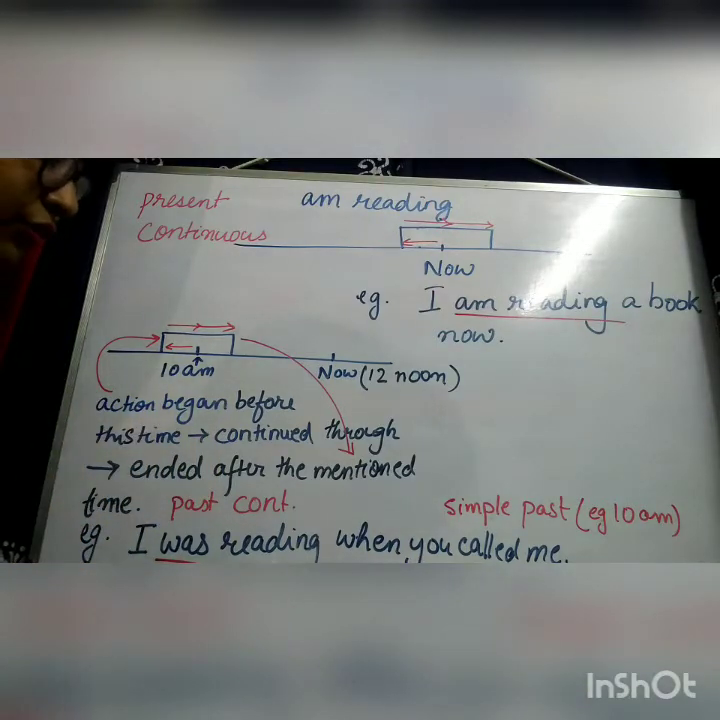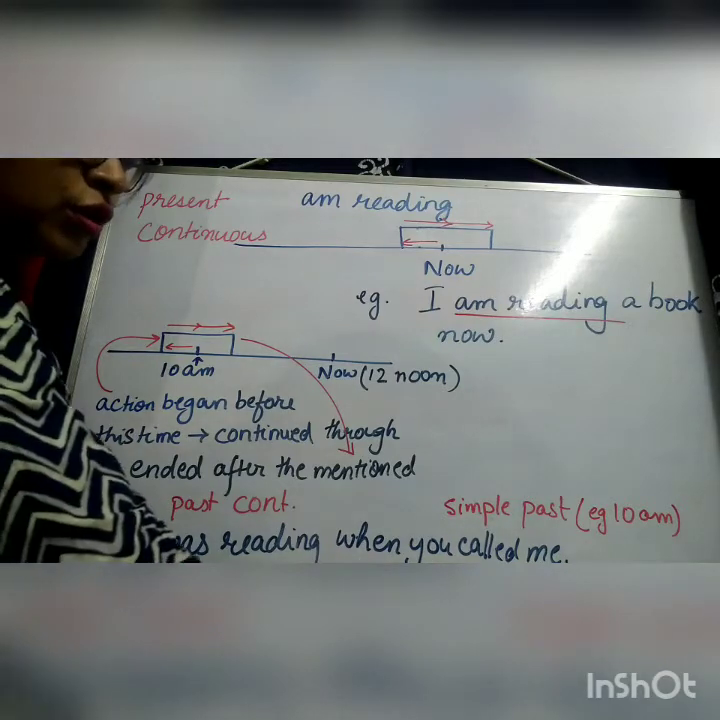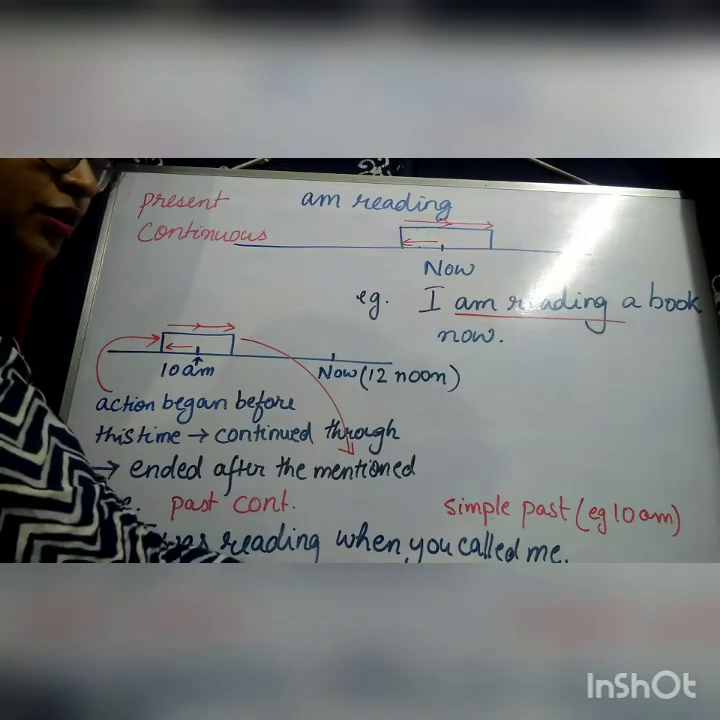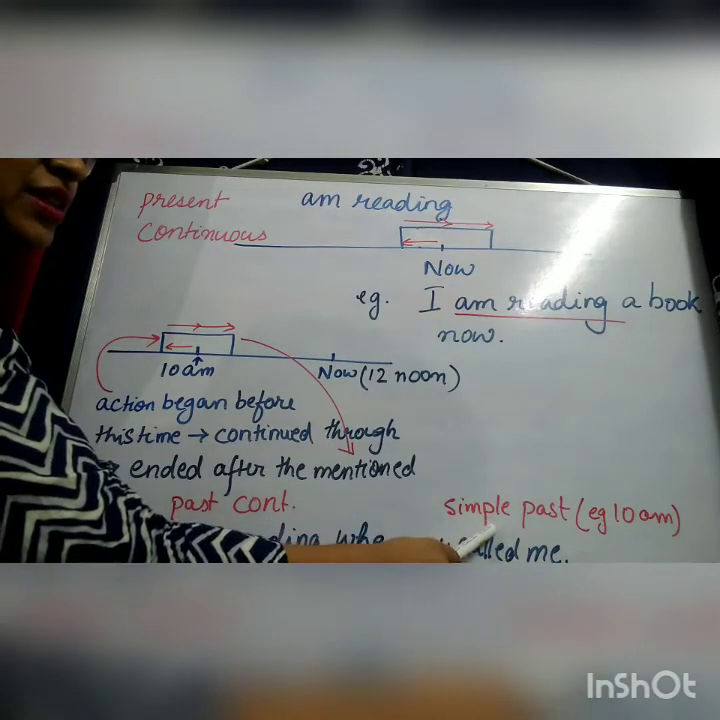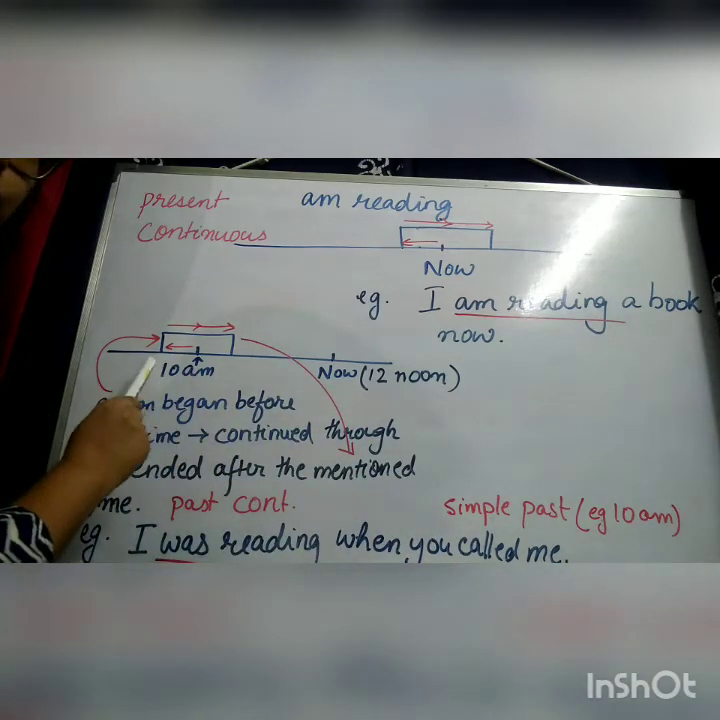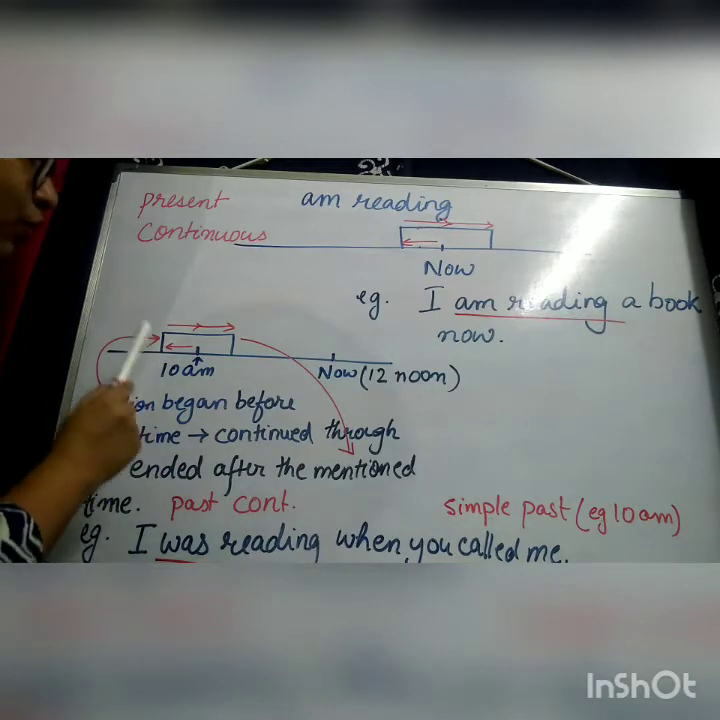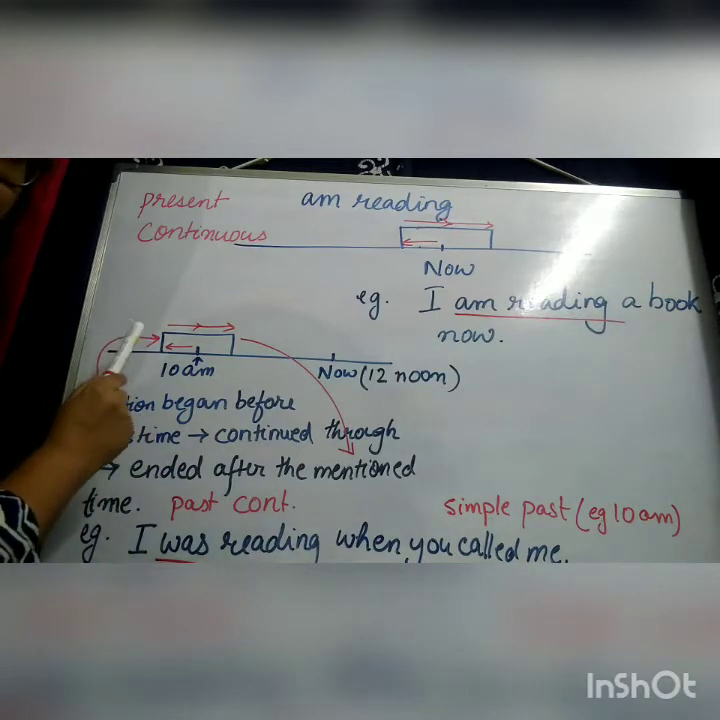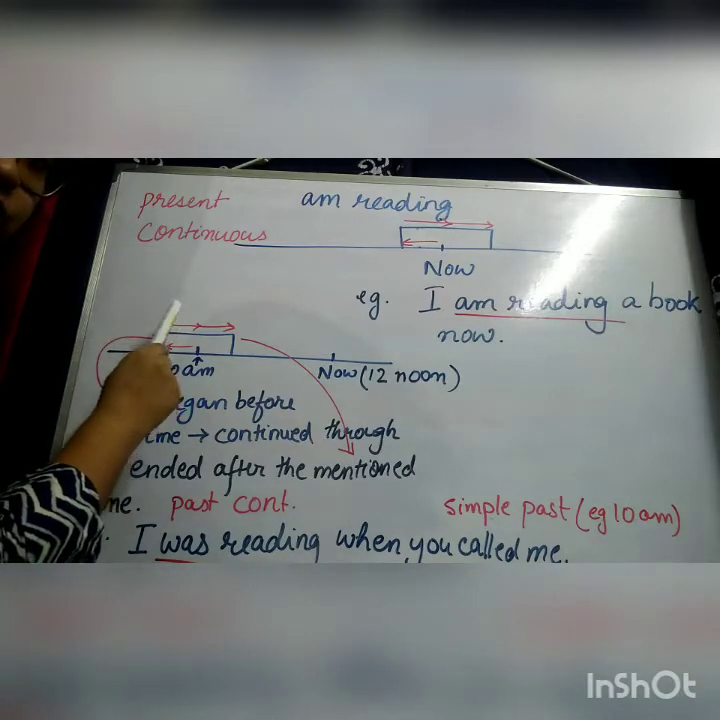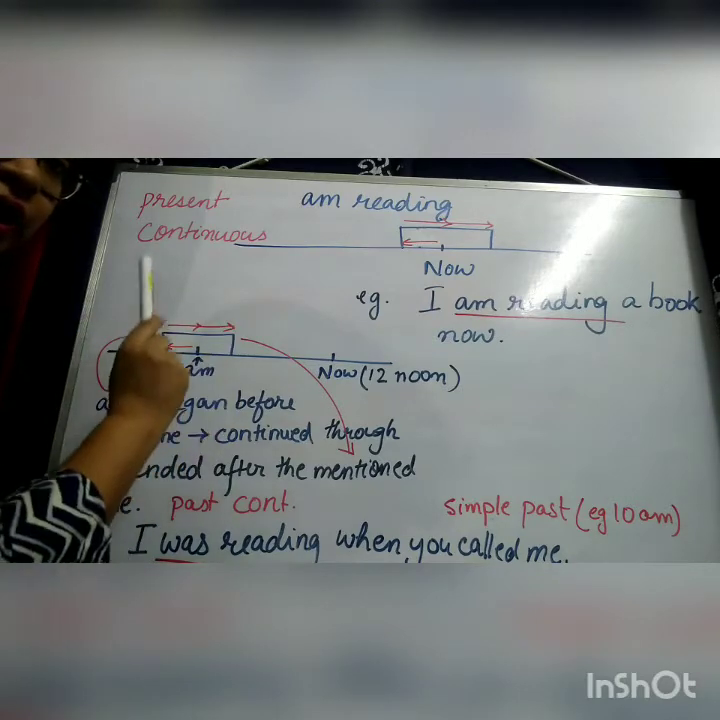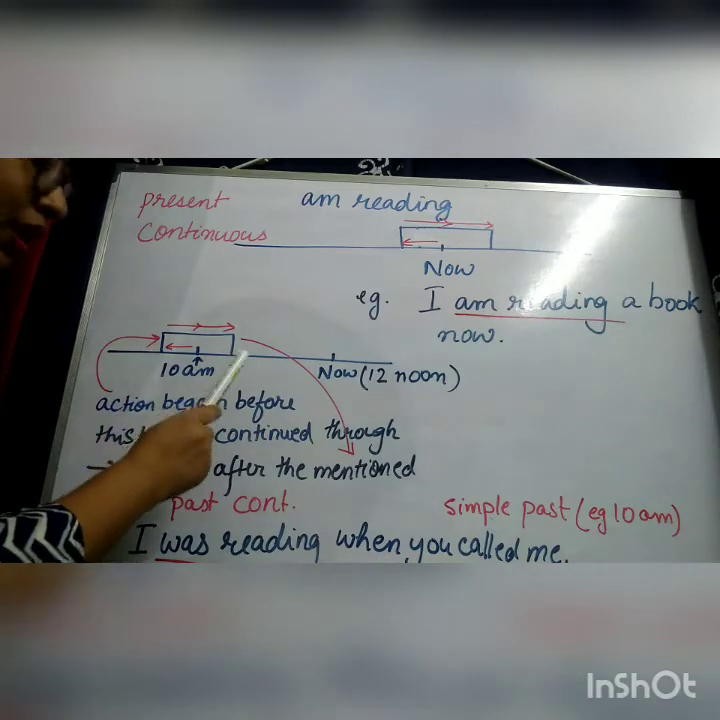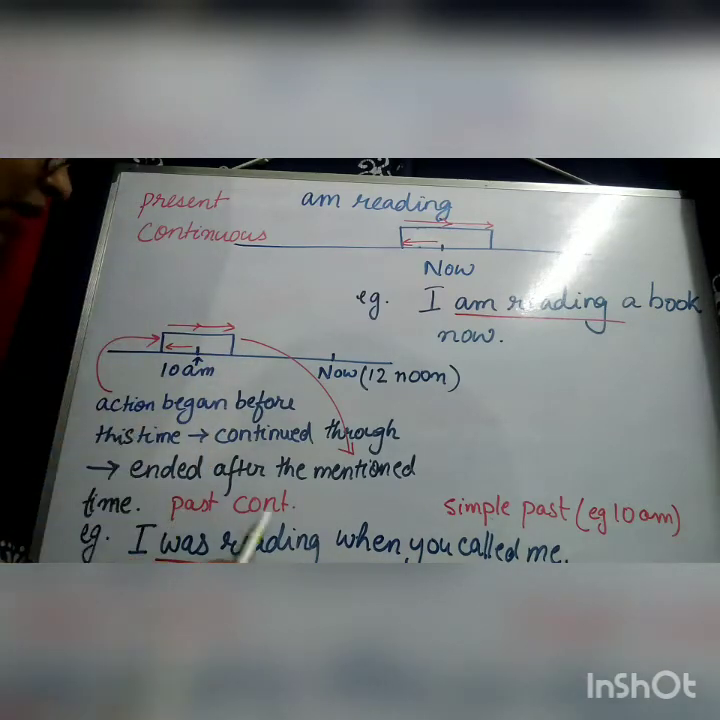So look at the example over here. I was reading when you called me. So there are two verbs over here, was reading and called. Called is written in simple past tense. Say, supposing you called me at 10 a.m. What was I doing at that time? When you called me, I was reading. So my action of reading the book had begun before 10 a.m., continued till the time you called, and continued after also. I spoke to you, and then after that, I continued reading the book and ended it sometime afterwards. So this is called past continuous.